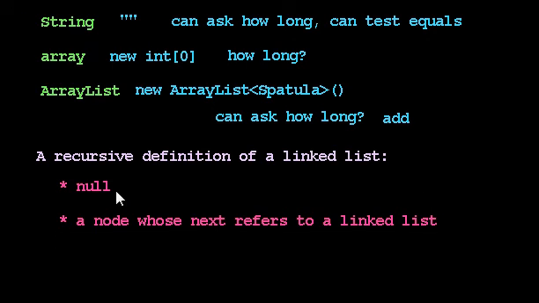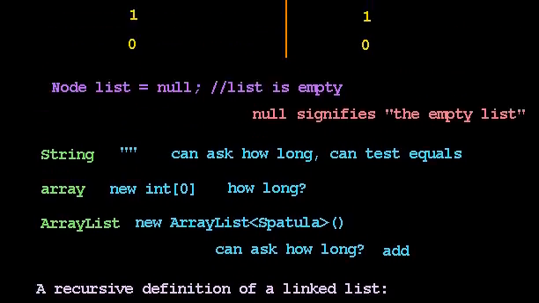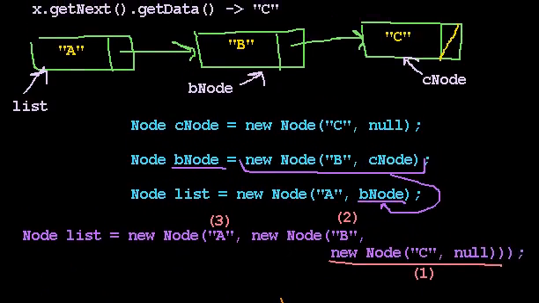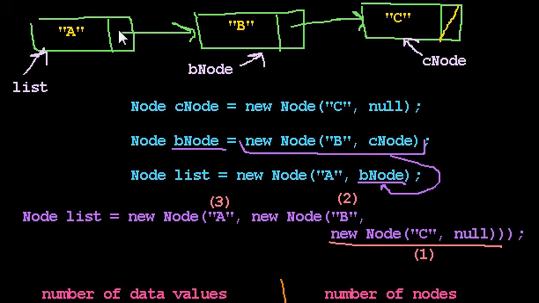Either your linked list is empty, in which case you just have the null value, not even a node, or you have a node and the next inside that node refers to a linked list, right? Let's see if that's true. Does the next always refer to a linked list? So let's go back to our picture. Here, the next of this node is indeed a linked list, right? These two nodes here comprise a linked list. So it is a kind of recursive idea.